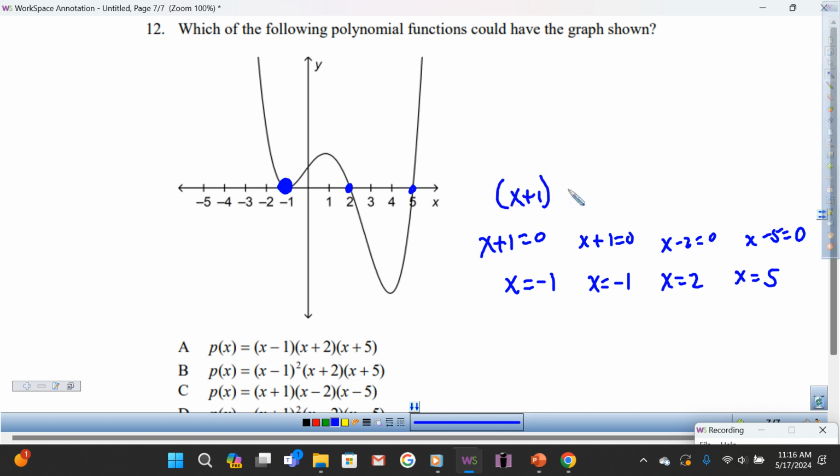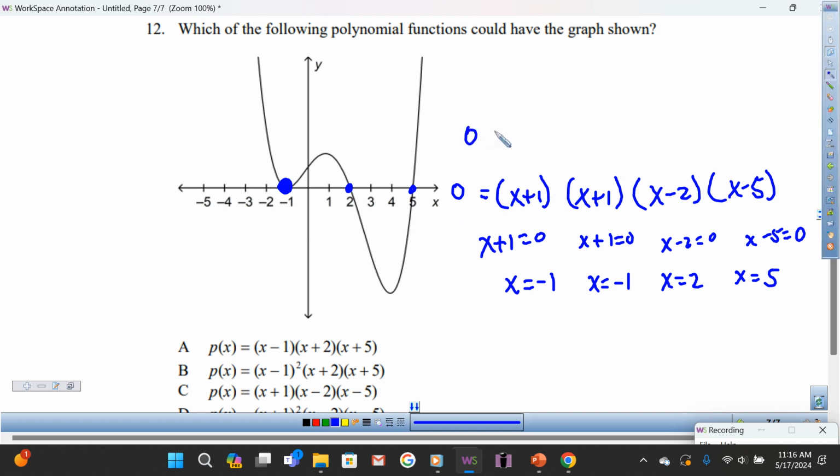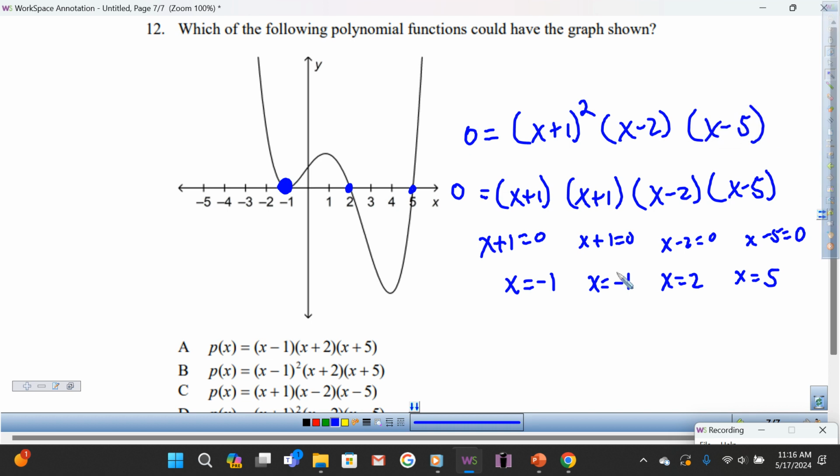(x plus 1)(x plus 1)(x minus 2)(x minus 5), and all that equal to 0. Are we there so far? Do we have any repeated factors? Yeah, these two, right? Can we rewrite that? Yes, Mr. Q. (x plus 1) squared times (x minus 2) times (x minus 5).